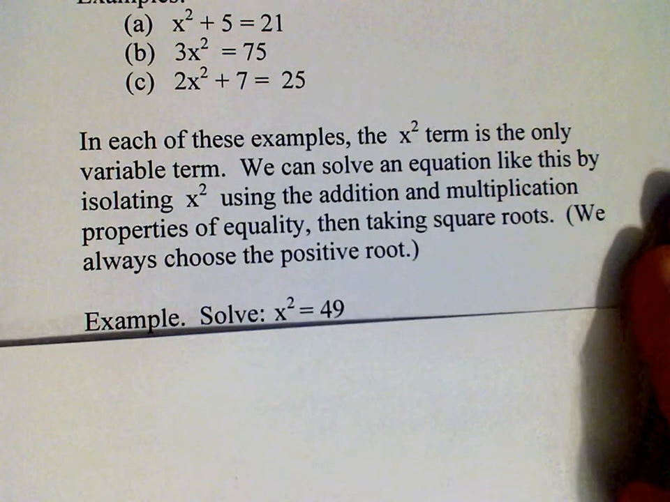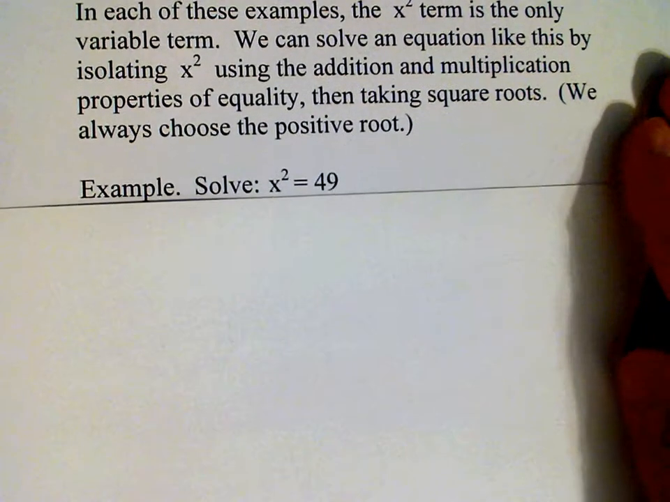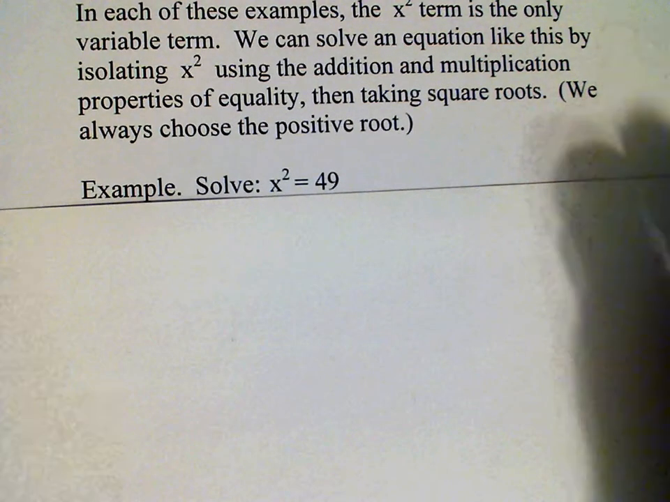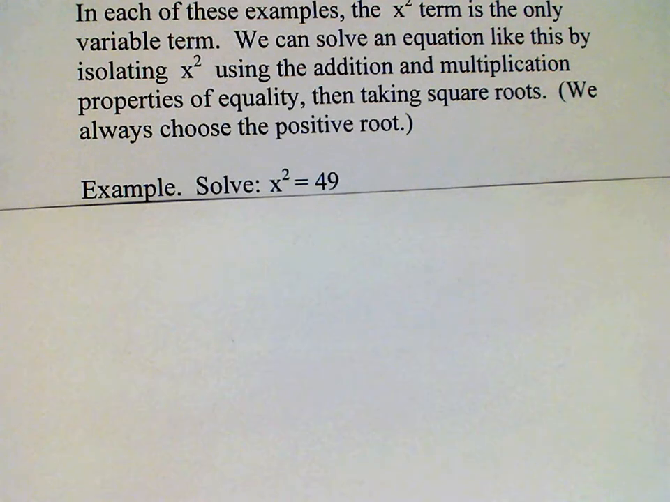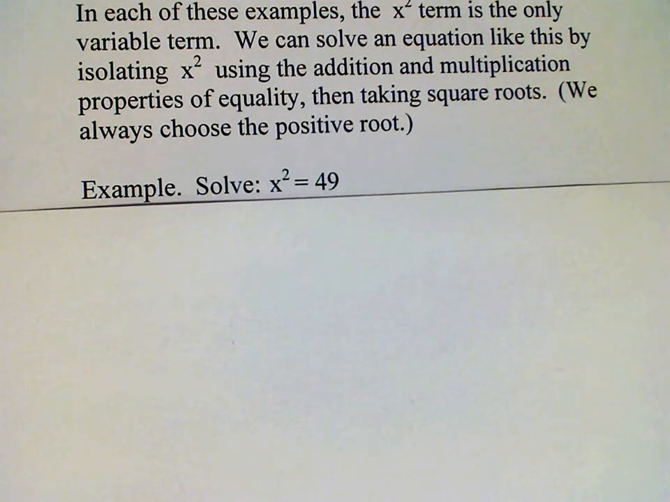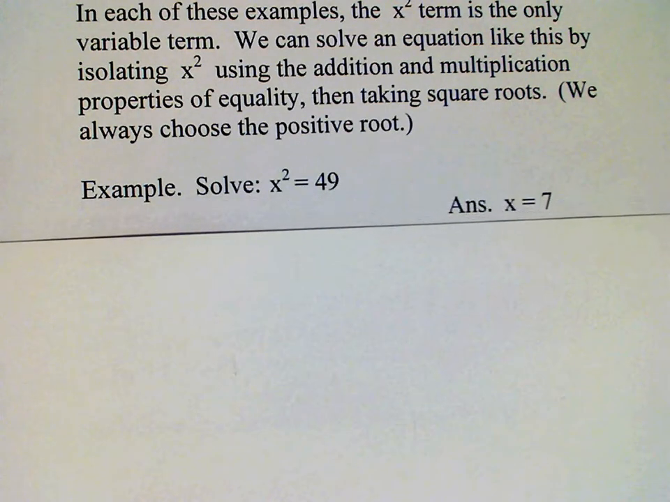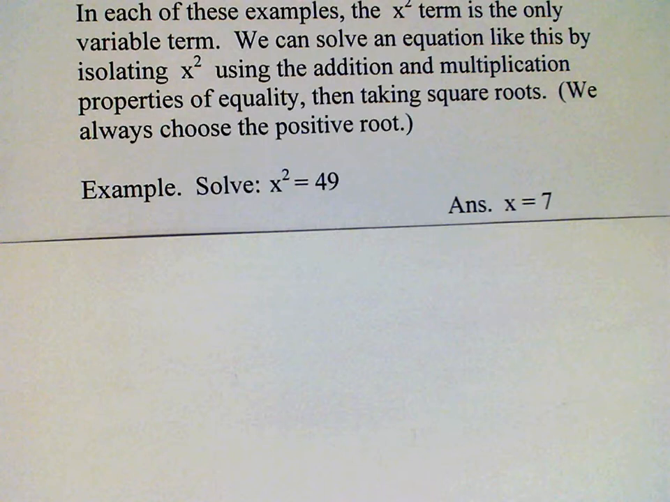So for example, we have the equation x squared equals 49. Well, if we want x equals, then all we have to do is take square roots and we get the answer, namely x equals 7.